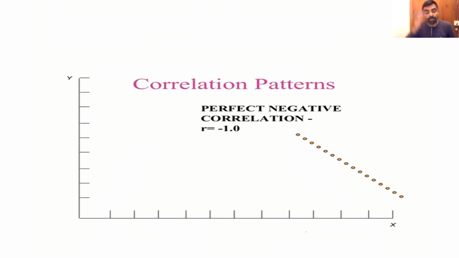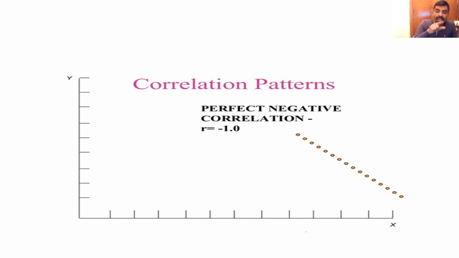Correlation patterns: we have already discussed perfect negative correlation. Perfect negative correlation means lesser the weight, lesser the height; lesser the height, lesser the weight. So both are in a negative mode. The other one is higher the price, higher the quality, or higher the height, higher the weight. So it is positively correlated. This is perfectly negative correlation.